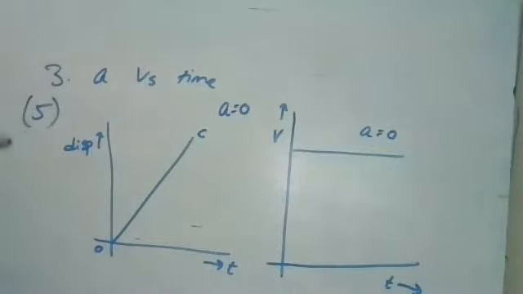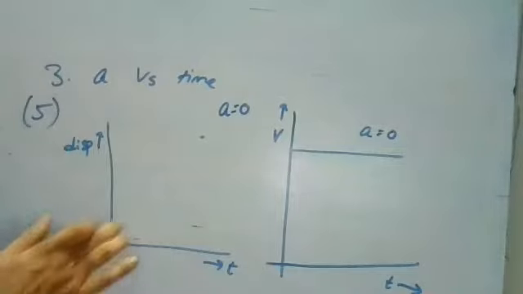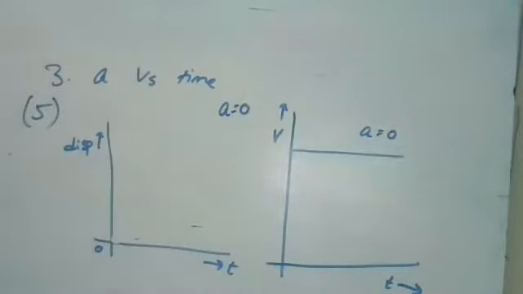For the motion with uniform acceleration, the displacement time graph is a parabola, as shown in the figure. So it is under uniform acceleration. The displacement time graph is a parabola.